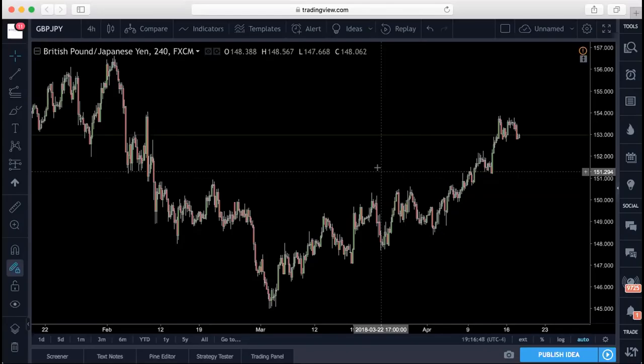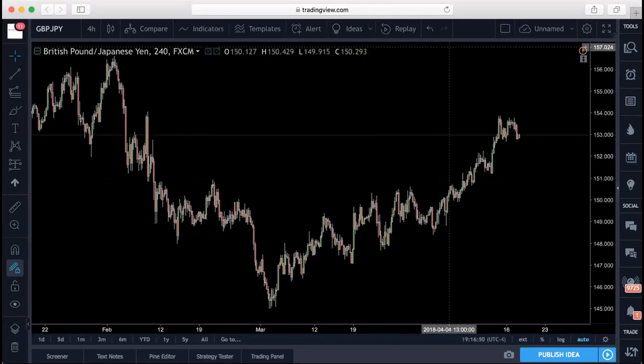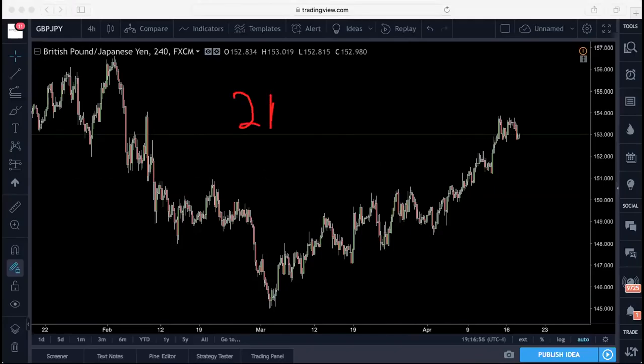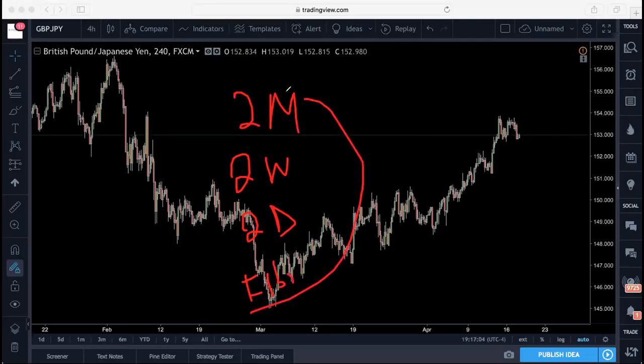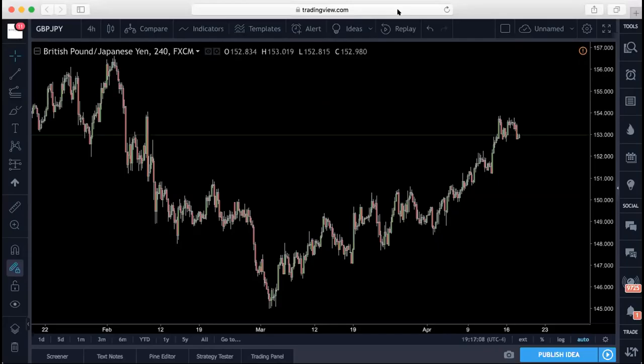Okay, so I set my levels on, if Ibby, I believe you're a part of the course, the way I always do my levels is I go 2 monthly, 2 weekly, 2 daily, and then fibs. And then sometimes I'll include the 4 hour levels. I go back and forth with fibs and 4 hour levels. But that's how I bang that out.